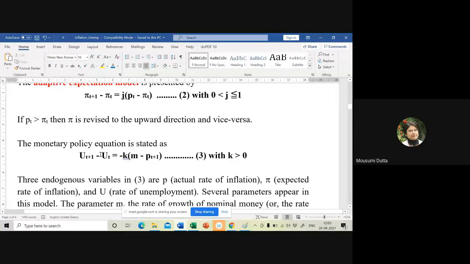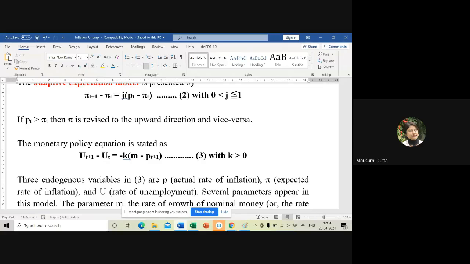In this framework, the monetary policy equation is stated as u(t+1) minus u(t). That is, unemployment in the (t+1)th period minus unemployment in the tth period. These are all growth rates of unemployment: the growth rate in the (t+1)th period minus the growth rate in the tth period is a negative function of money supply minus inflation in the next period.